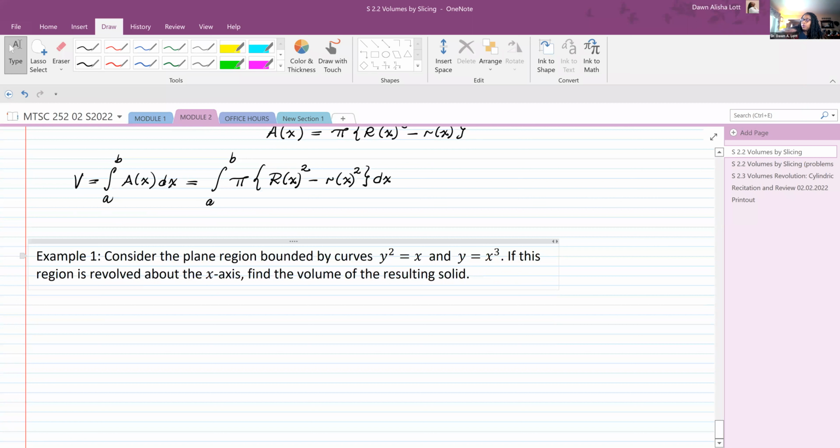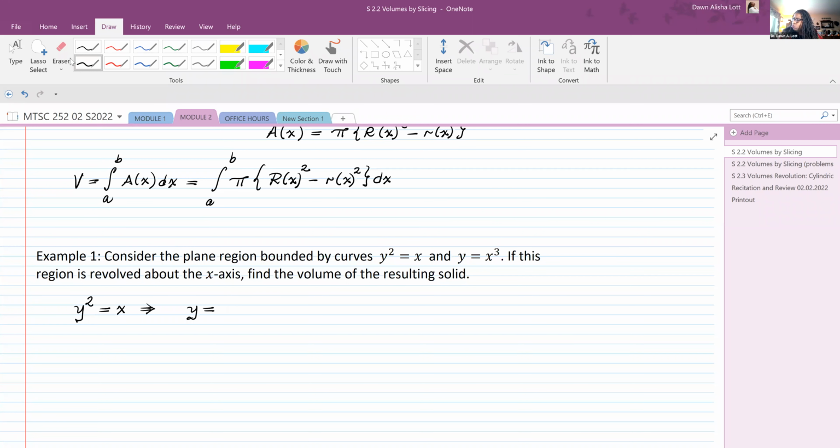Okay, so if I want to graph these, I have y squared is equal to x. So that really looks to me like y is equal to the square root of x. And the other curve is y is equal to x cubed. So let's graph them.